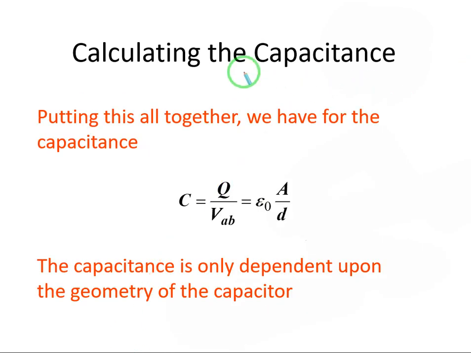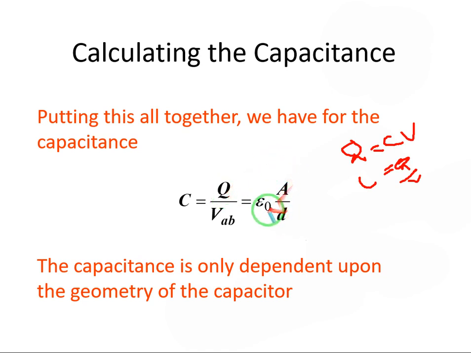Now coming to calculating the capacitance. Putting these all together, as we know, Q is equal to CV. This is the formula for a capacitor. Keep in mind always, Q is equal to CV, and C is equal to Q by V. So C is equal to Q divided by VAB between the two plates. When we put in the values of VAB from the earlier equation and simplify it, the result will be epsilon naught A divided by D.